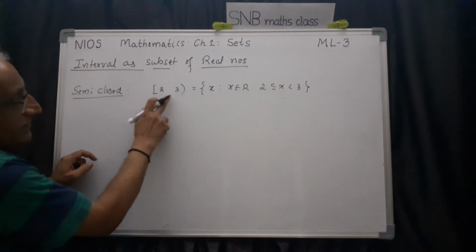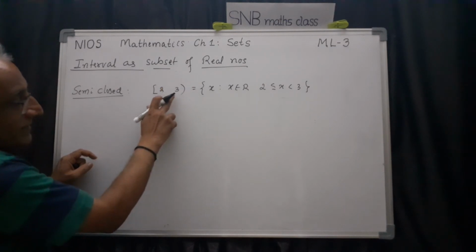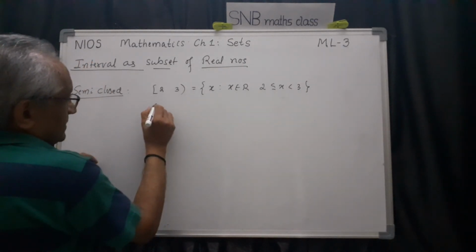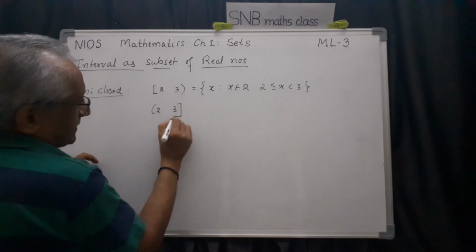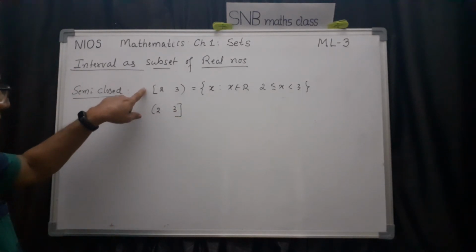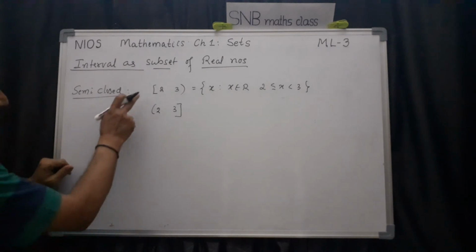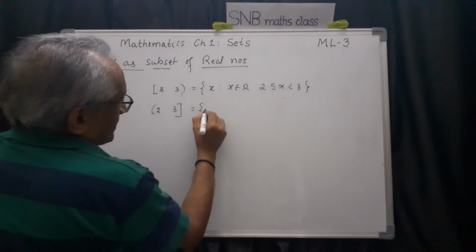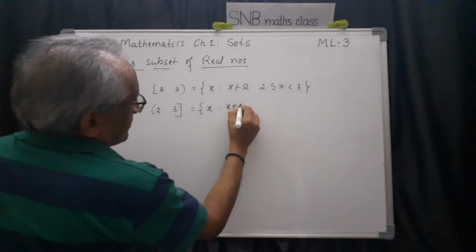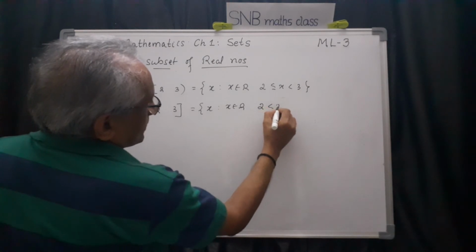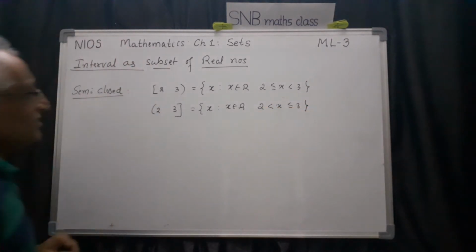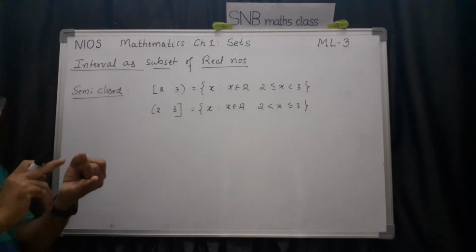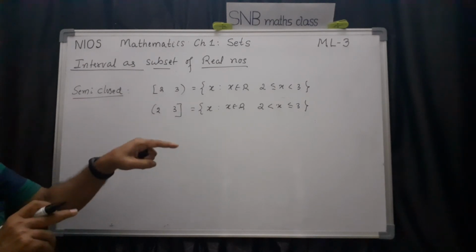Square bracket means included. The common bracket means open. This is open, this is closed. So this is the symbol. Suppose here it is 2, then here it is 3. This is one type, semi-closed. This is another type. Or you can also say closed-open, open-closed. So this is given by x such that x belongs to R, then here the change is 2 less than x less than 3. So how many are there? The first one is purely open, the second one is closed, then semi-open and semi-closed.